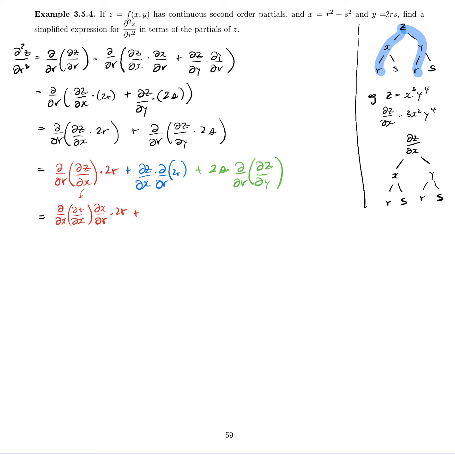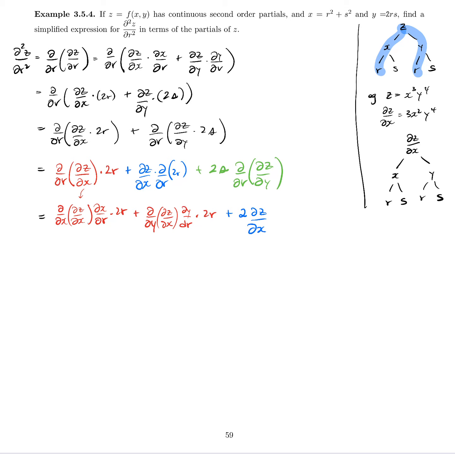Plus, the chain rule has an addition, right? It has to be ∂/∂y times ∂y/∂r, and we keep the same ∂z/∂x inside, and this also gets multiplied by 2r. Now the term in blue, that's nice. The derivative of 2r with respect to r, well, that's just 2. So I can say that's plus 2 ∂z/∂x.